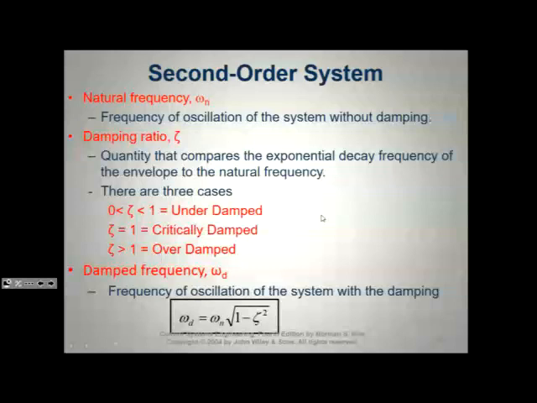And again, the system doesn't actually oscillate at omega n radians per second. It actually oscillates at a value a bit less than that, determined by the damping, which depends on what zeta is. All systems have some damping, whether it's friction or resistance, or actual dampers in mechanical systems.